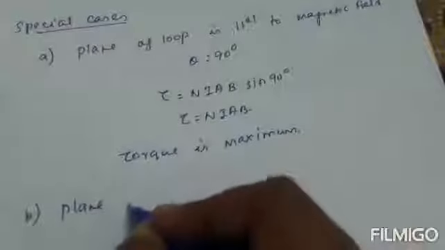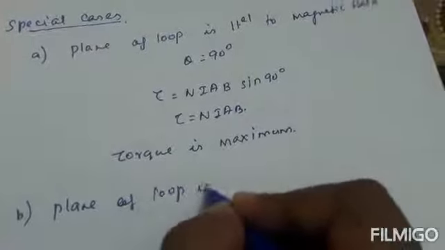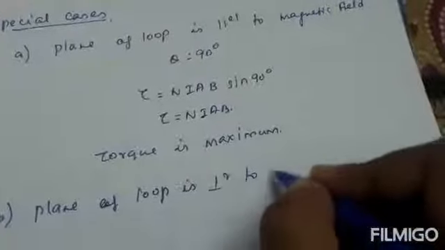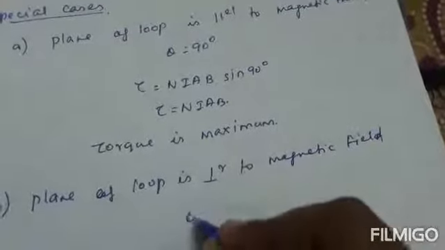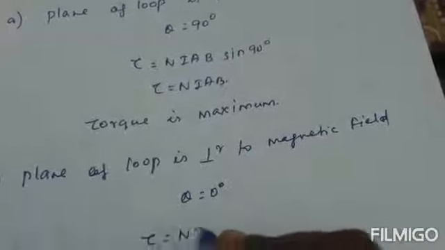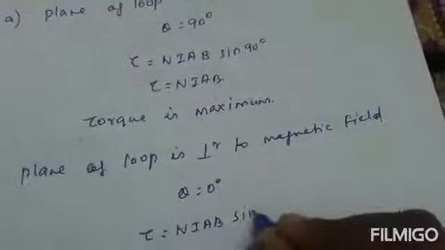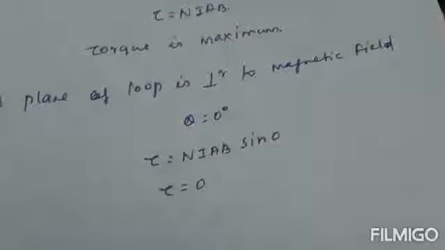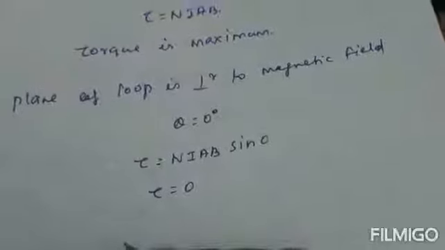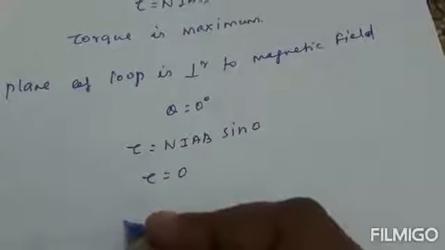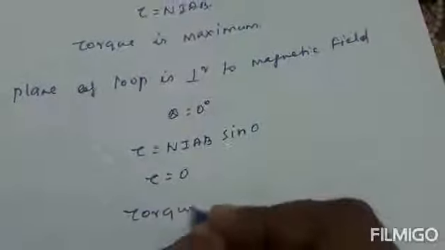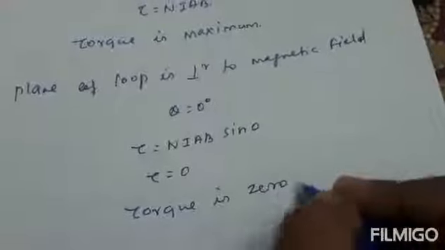The second case is when the plane of the loop is perpendicular to the magnetic field. In that case, theta is equal to 0 degrees. So tau is equal to NIAB sine 0. Sine 0 is 0, so tau is equal to 0. The torque is minimum, that is, the torque is 0.